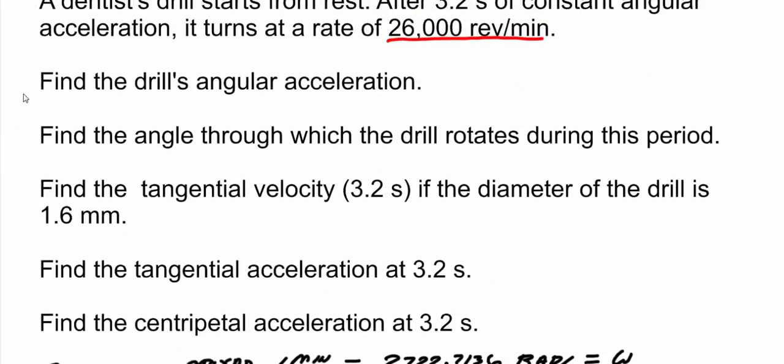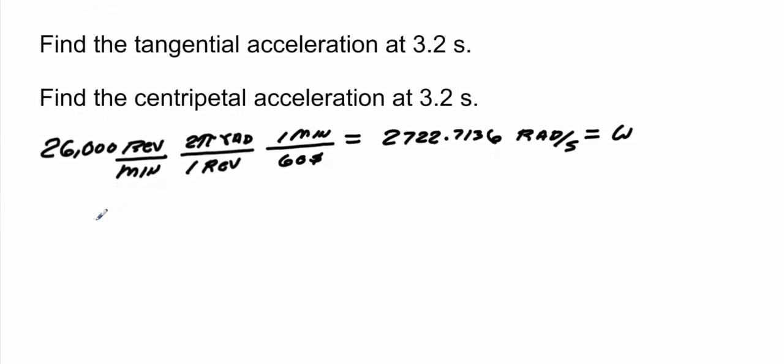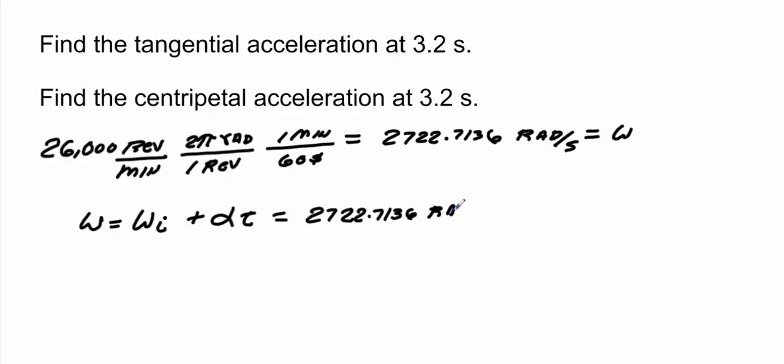We want to find the drill's angular acceleration. We will go back to our kinematic equation for rotation that says this: the angular velocity at a time interval is equal to the angular velocity initial plus the angular acceleration times time. We know at 3.2 seconds we're going to have 2,722.7136 radians per second. Set that equal to our initial.